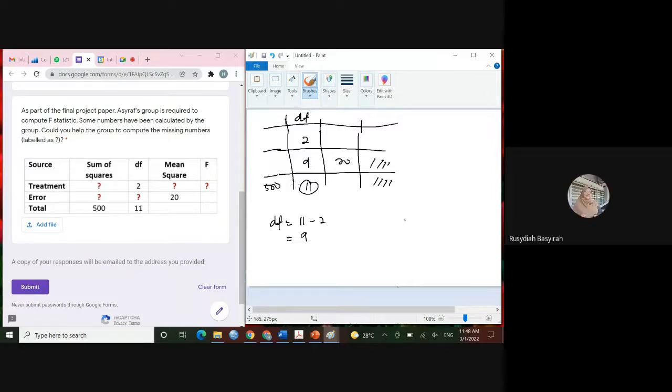Sum of squares for error, SSE. Okay, so you also have to compute somewhere here the sum of squares error, right? So how to compute this part? You have 9, you have 20. So how to find this value?